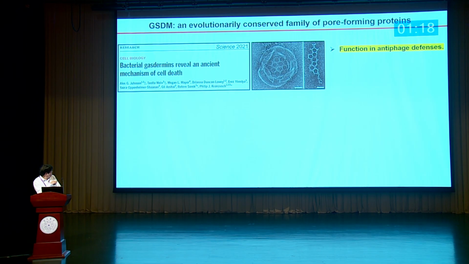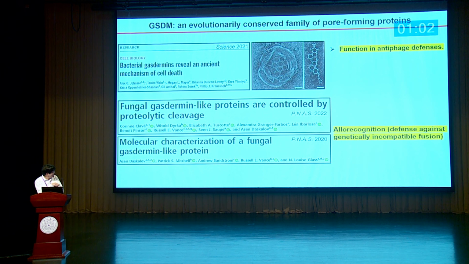Gasdermin is not only present in the mammalian system, it's also present in unicellular organisms. Some bacteria also contain encoded gasdermins, and they get cleaved by a protease and form very large pores. In bacteria, the pores formed to kill the bacteria function in antiphage defense. And in the fungal system, this is work from others, I just want to show you.